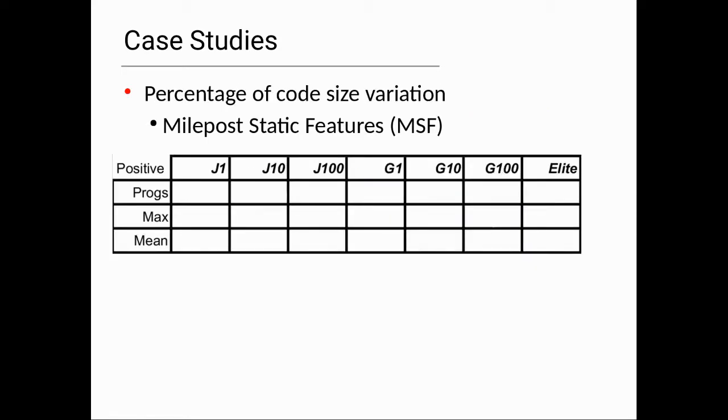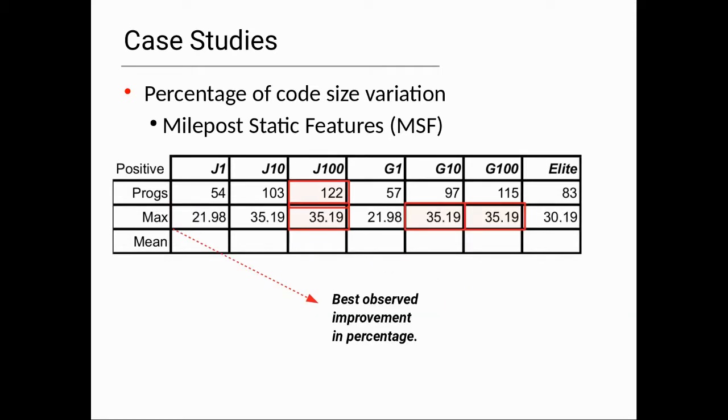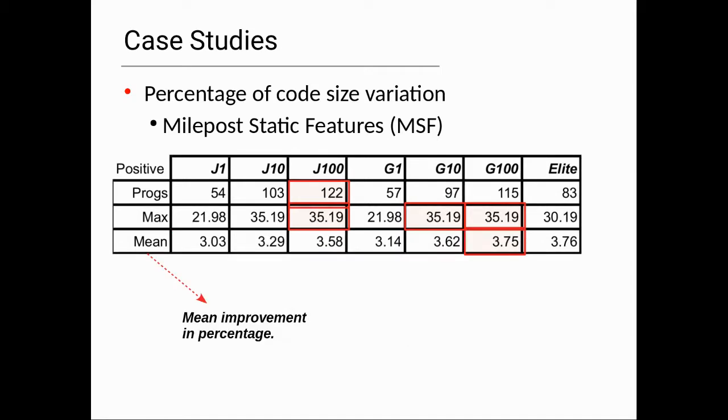Now let's show in this table the percentage of code size variation. We will be looking only at the programs with better sequences than Clang Oz. This line shows the number of programs that outperform Oz. These are the same numbers shown in the green graph, where the J100 gives us the best number of programs with better sequences. This line shows the max improvement in percentage. The difference of 35.19% corresponds to a reduction of 254 instructions in one program. And here we can see the mean improvements.